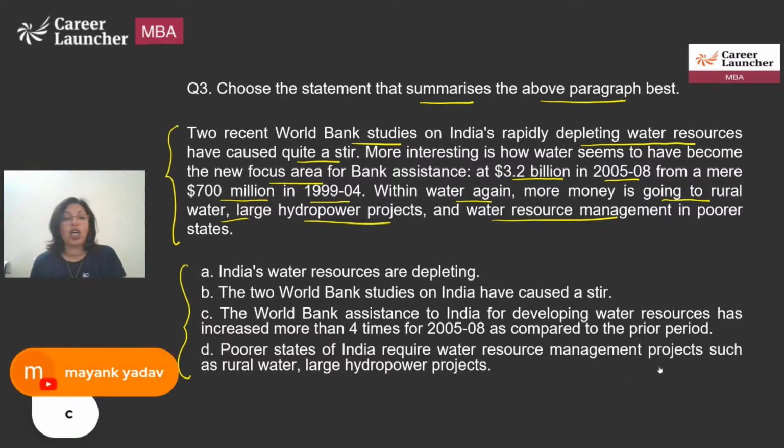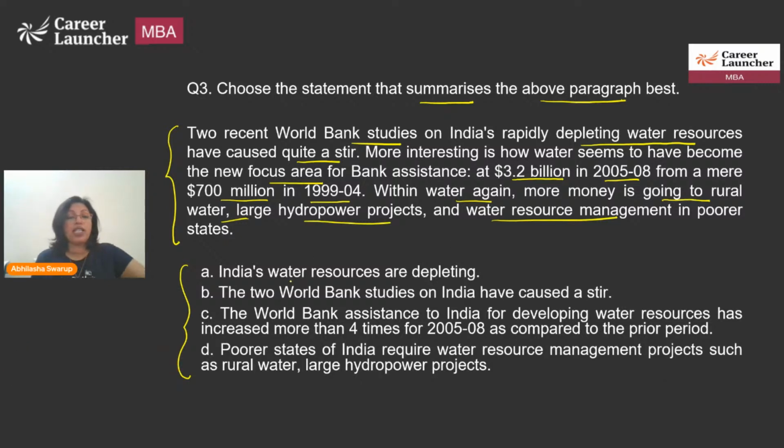Let's quickly check out our options and see which one is the correct answer. Option number one says India's water resources are depleting. Yes, we said that, but is that the summary of the passage? That came only in the first part, and we are talking about this issue about water. So not really one. Look at the two World Bank studies on India have caused quite a stir. So there is a problem and it is causing a stir. Yes, again, but the author says more interesting is how water has become a focus area. So that means this is less interesting. So not really the summary of the passage.